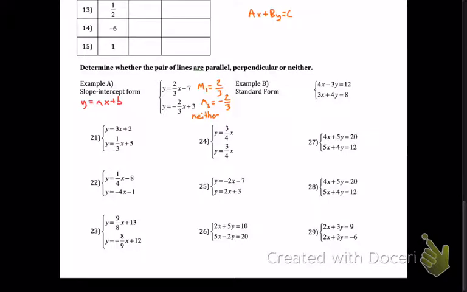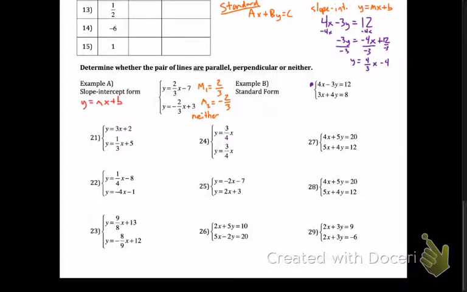This is called standard form. ax plus by is equal to c. That should sound at least slightly familiar to you. And here's the deal. We can relate this to slope. Here's how I'm going to do this. I'm going to take this equation that's in standard form, and I'm going to get y by itself, turning it into y equals mx plus b form. So I'm going to subtract 4x from both sides. I'm putting the 4x in front of the 12 so that it's in mx plus b form. Divide by -3, and then you simplify.